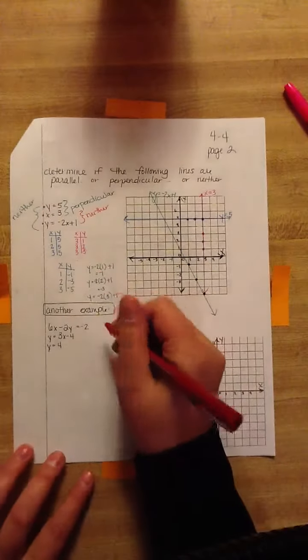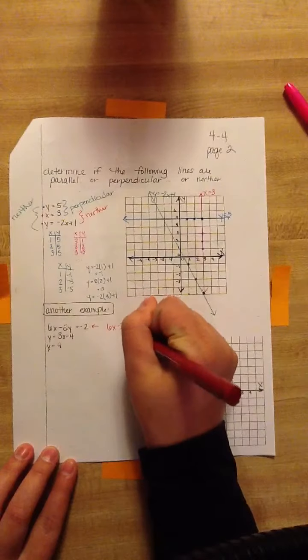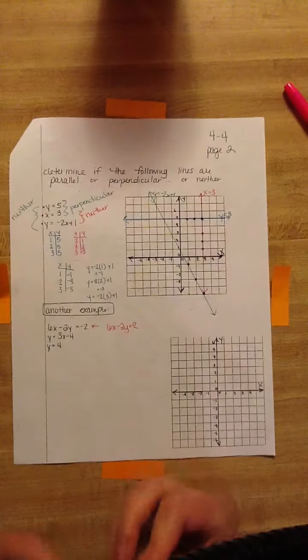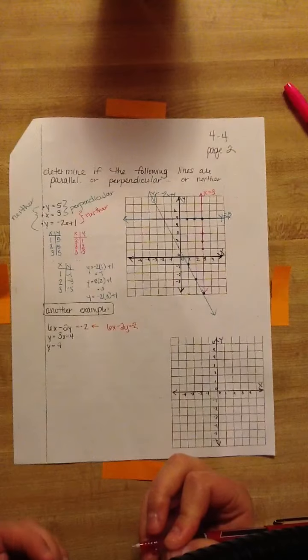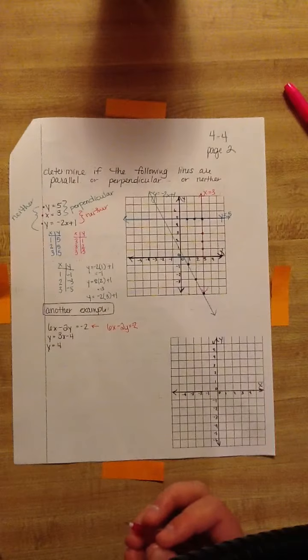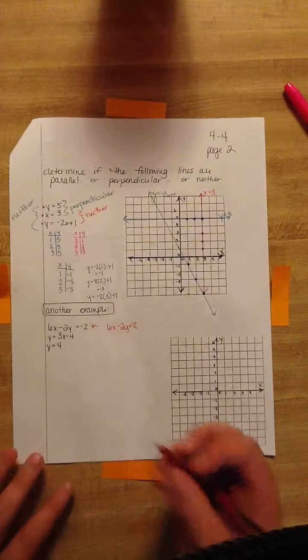So I'm going to start graphing the first equation where I have 6x minus 2y equals negative 2. Now this one's kind of tricky. I don't have it in slope-intercept form. It's not in standard form. So I'm going to solve it to be in slope-intercept form first before I start graphing. It's easier that way. We learned about this in the last 2 lessons.